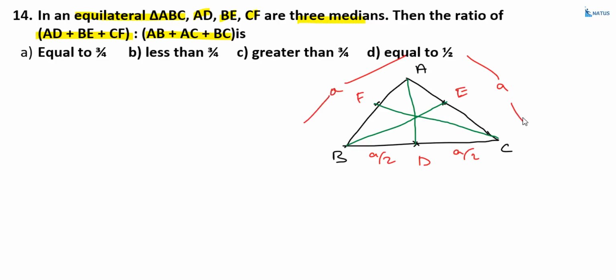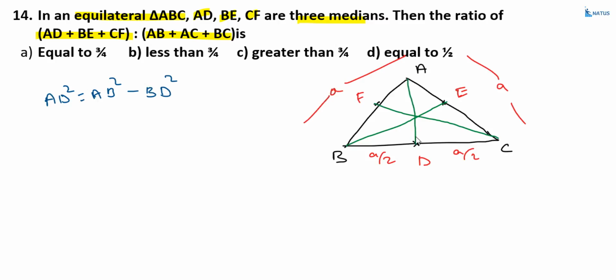Now, what we require is the length of this one. How will you find out? This is one right angle triangle. In this right angle triangle, the hypotenuse is equal to A, and one side is equal to A by 2. Now, we require AD. AD square is equal to AB square minus BD square, because in a right angle triangle, AD square plus BD square is equal to AB square.